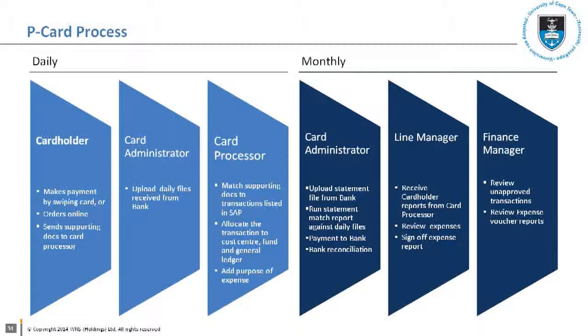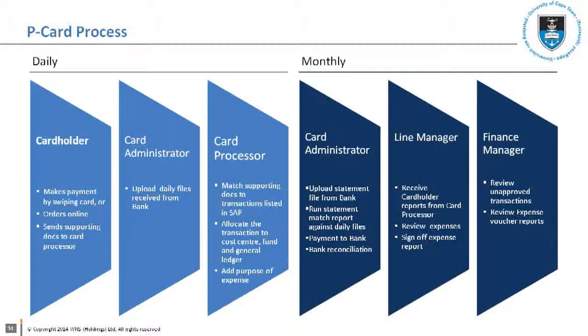And our line managers, this is from the reporting side. The card processor, so it's what we call the card processor, would email expense reports from Xponential to the cardholder's line manager, who would review the expenses and sign off that expense report. And that is where the primary control sits from our point of view.